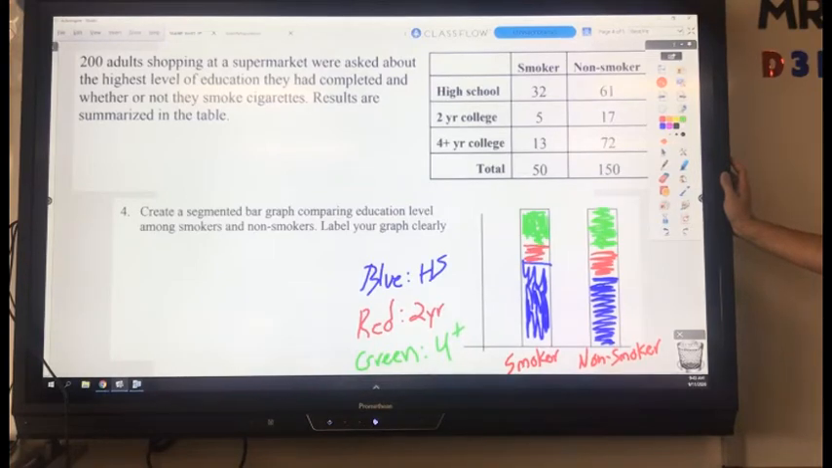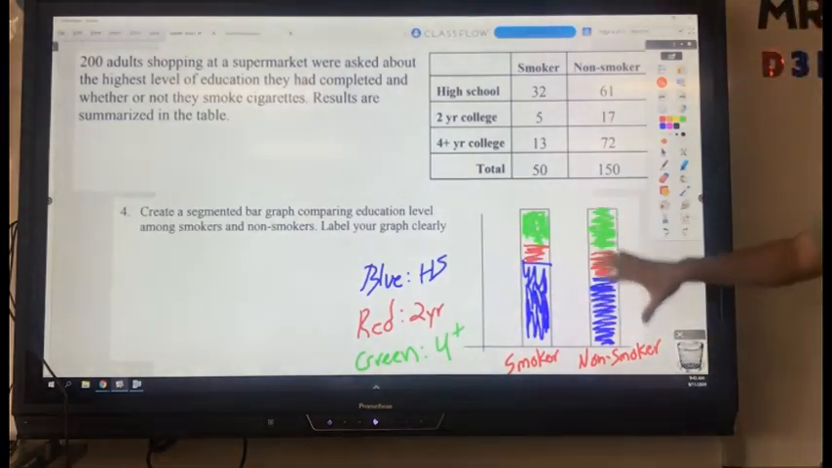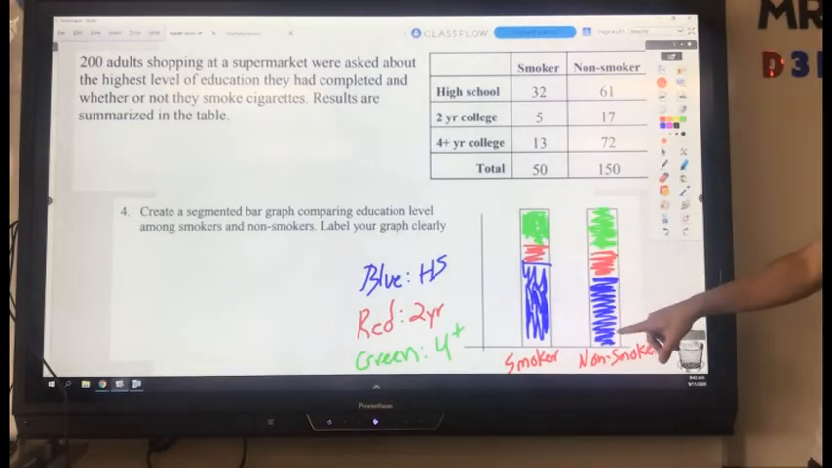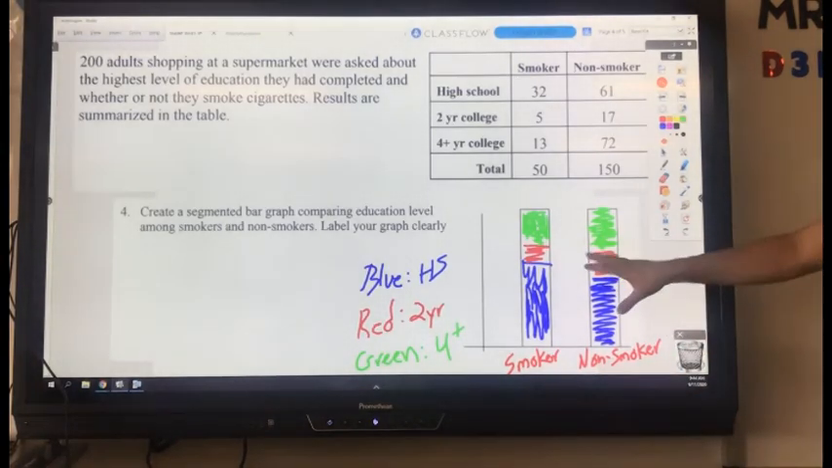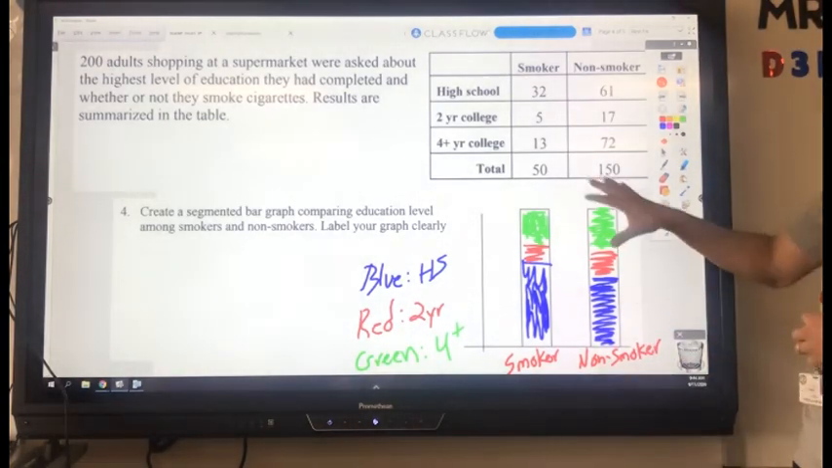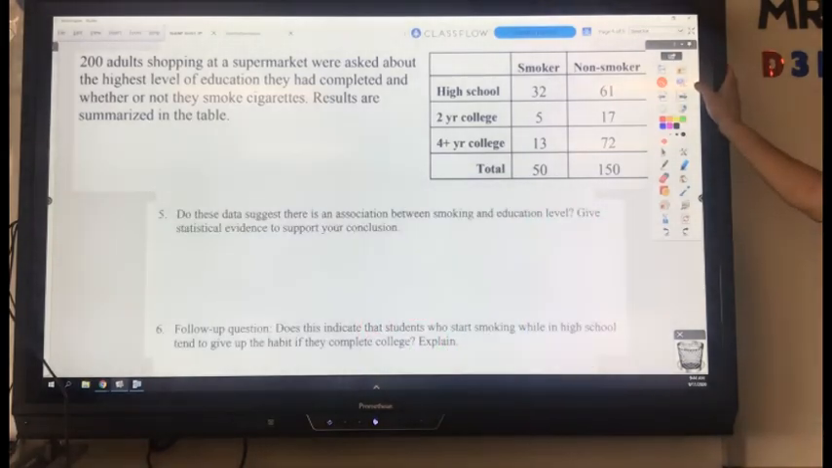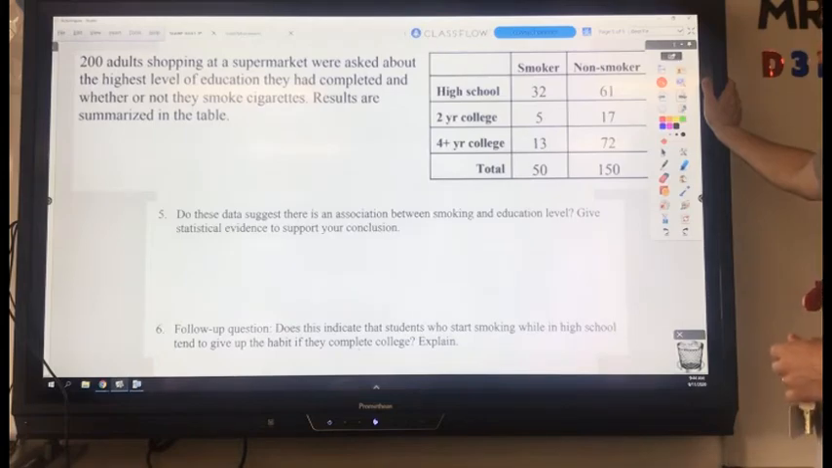Okay, so maybe a little bit, maybe there's a correlation. Later on down the road, we'll actually figure out what values to calculate to actually give us a significance or not. But from this, you can kind of see that the more education you have, the less likely you are to be a smoker. Just a little bit. Again, we don't have the tools in our tool chest yet to actually calculate whether or not this is true. So, does this data suggest there's an association between smoking and education level? A little bit. For now, we can just say yes.